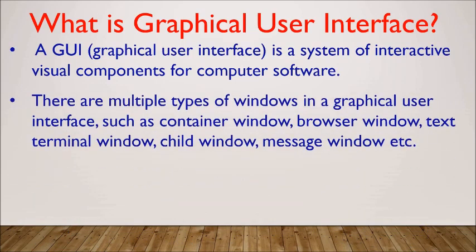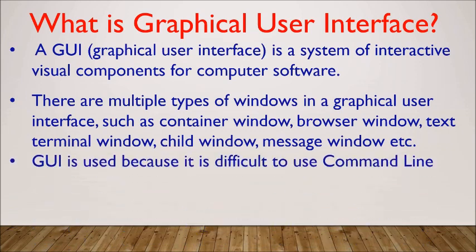So there are multiple types of windows in graphical user interface, such as container window, the one on which all the icons or all the buttons are placed, browser window, terminal window, child window, message window. So many kinds of windows are there.